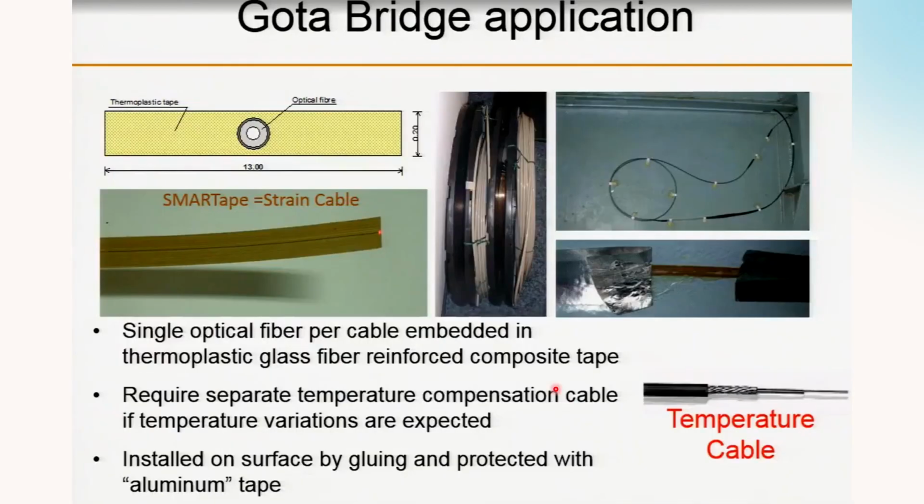Then we have the bridge application. A single optical fiber per cable is embedded in a glass fiber reinforced composite tape installed in the bridge to monitor its strain. It also requires a separate temperature compensation cable if temperature variations are expected, installed on the surface, glued and protected with aluminum tape to monitor changes in the physical parameters of the bridge.